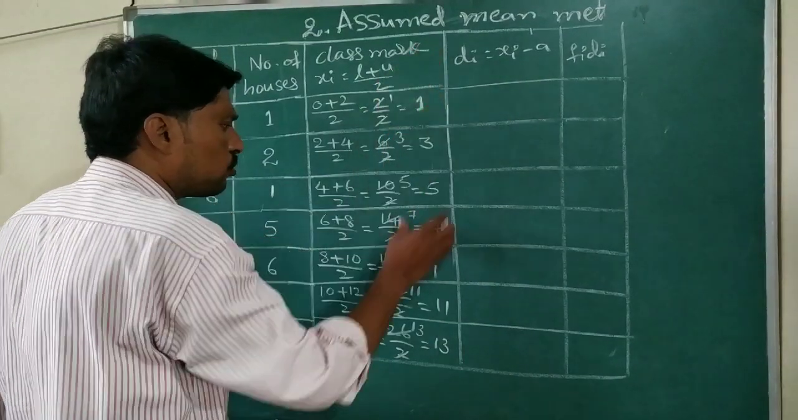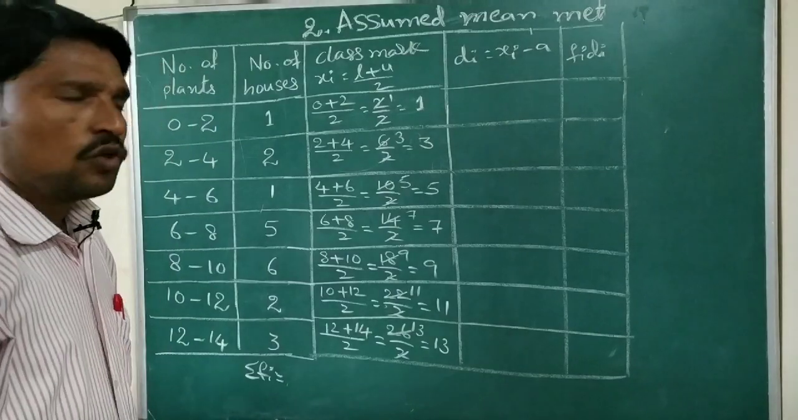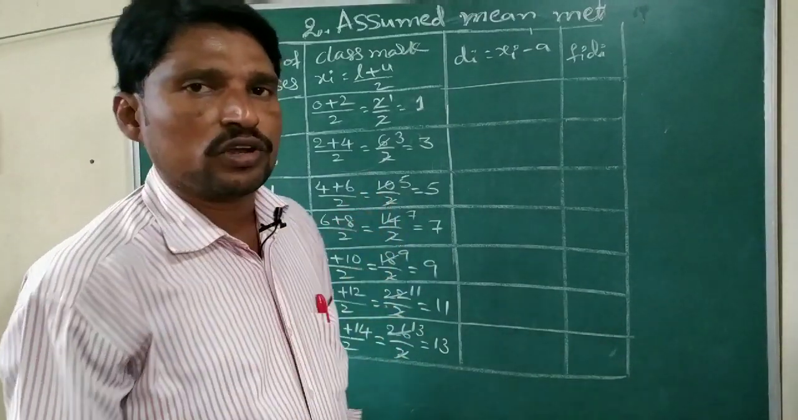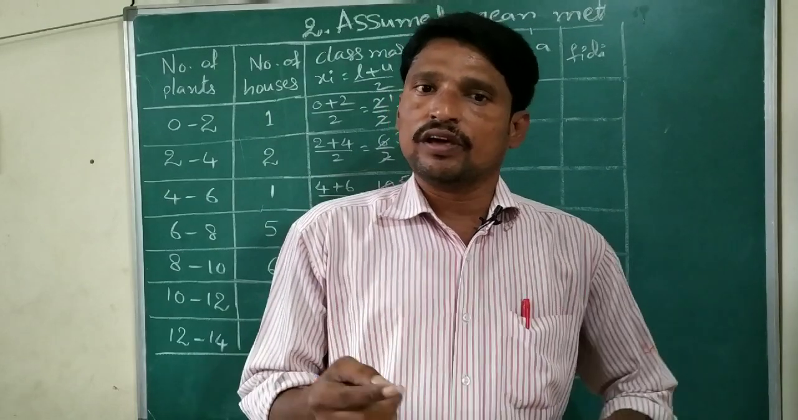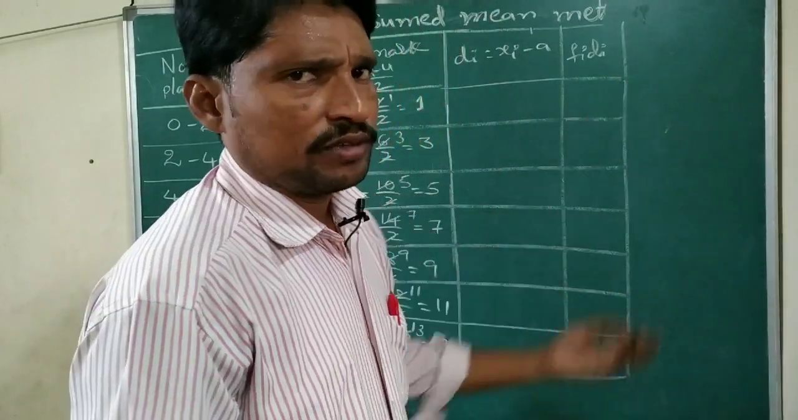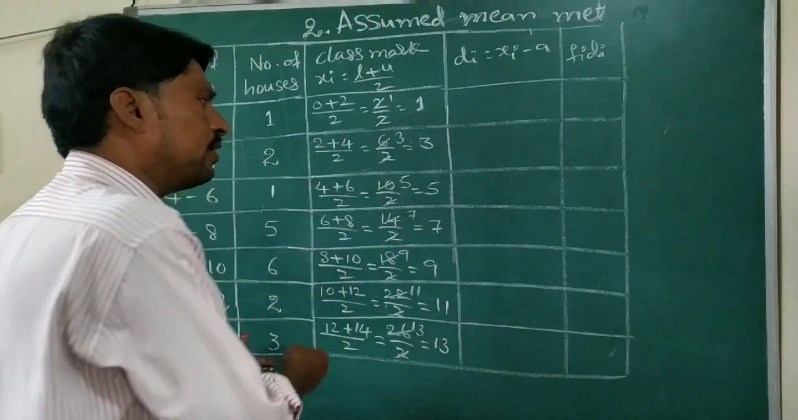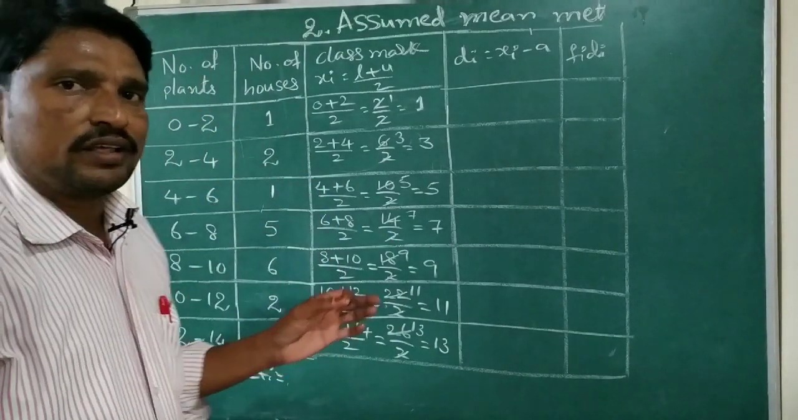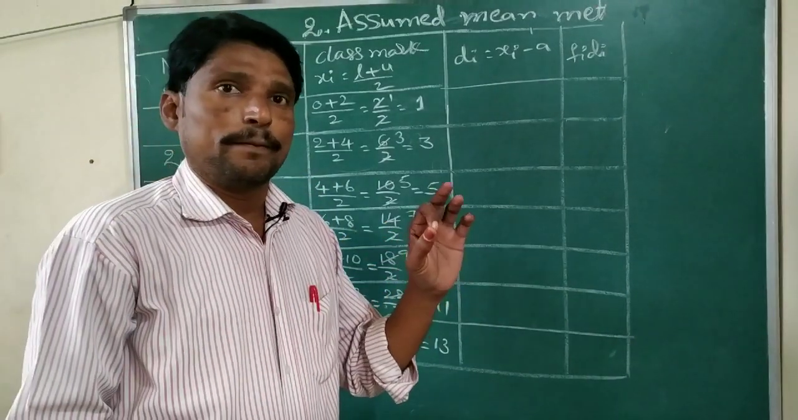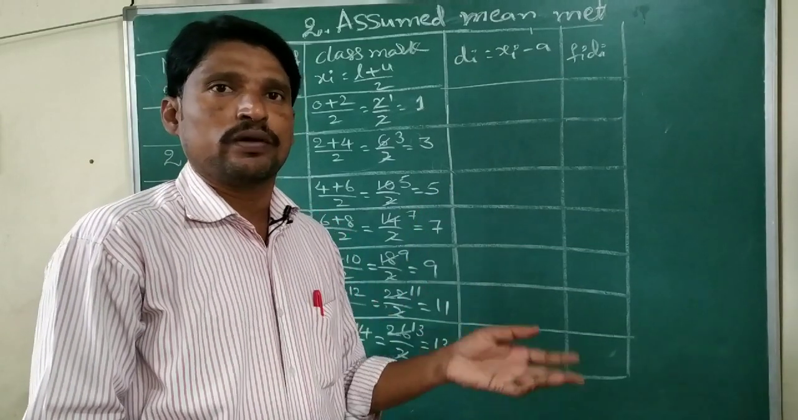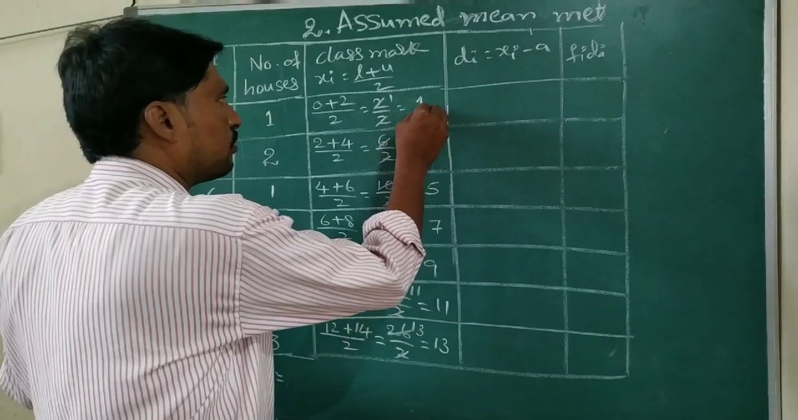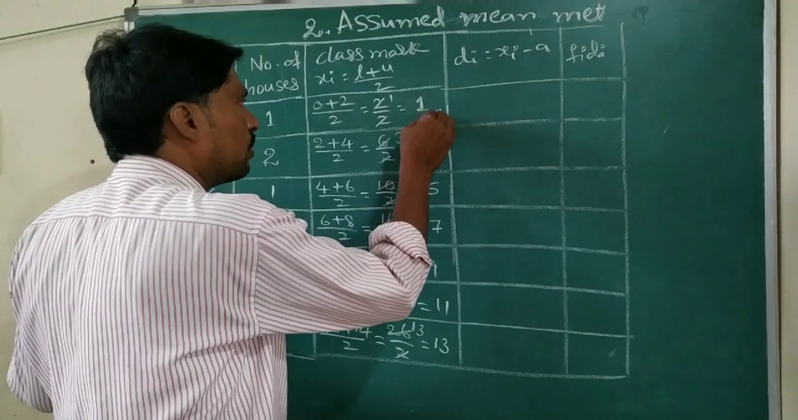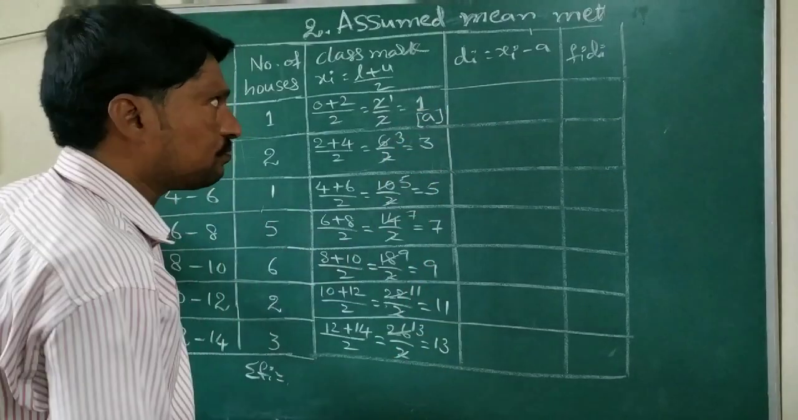In this class, marks to anyone we can assume. So we are assuming the first class mark only, which makes it easy, and we are finding the deviations directly. If you assume a value in the middle of the class intervals, we get negative and positive symbols, and for calculation purposes it is somewhat difficult. So that's why I am taking A as the first class mark only.